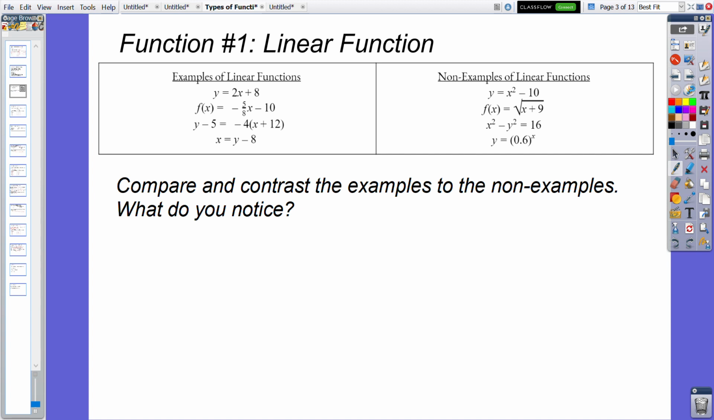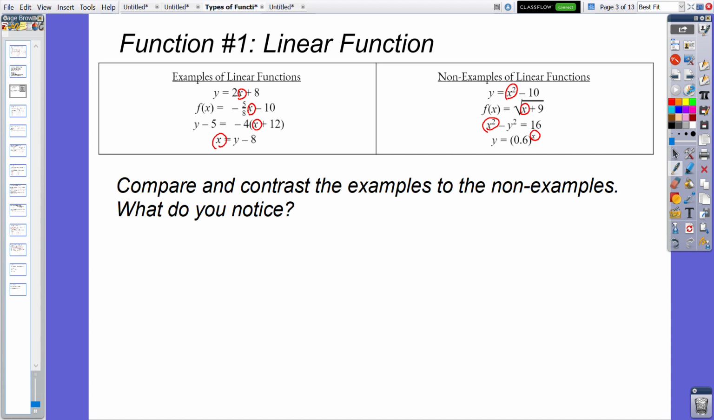Look at this screen right here. We've got a couple of examples of linear functions and some non-examples of linear functions. What you should notice if you compare and contrast the two groups is that if we focus our attention on where x is, notice how we have an x here, an x here, an x right here, and then an x right here. And then if you look at the non-examples, we've got x squared, square root of x, another x squared, and then x is the exponent here.